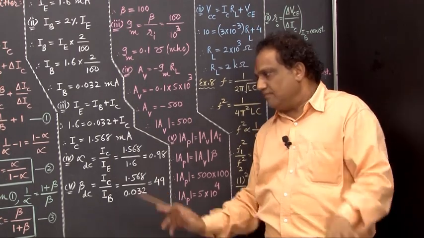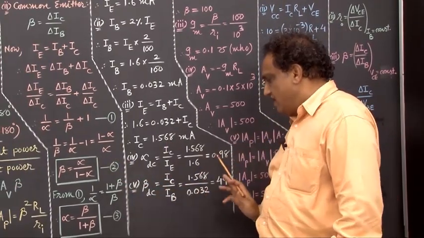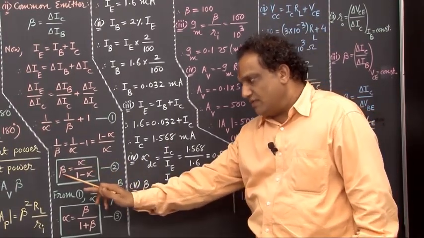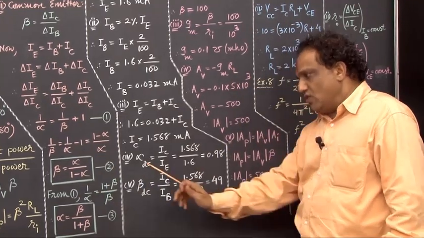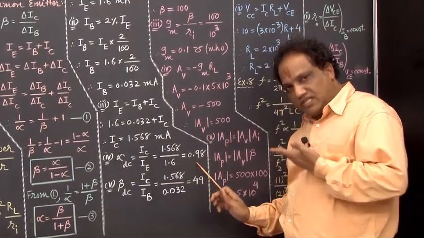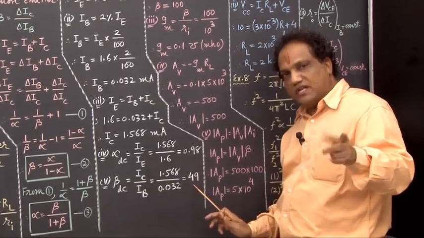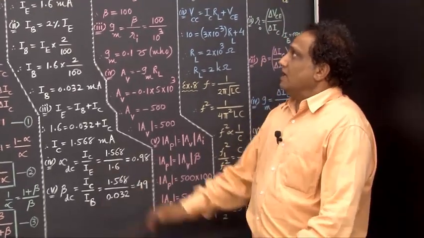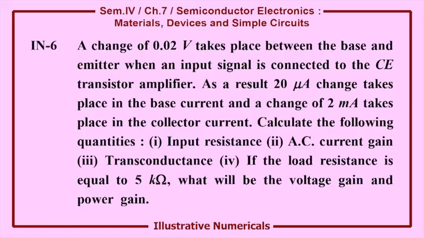Or you may do one thing, you can put this value of alpha over here. Put the value of alpha, which is 0.98, here also and here also. Simplify, you will get the same value of beta, 49. You know alpha is always less than 1, here it is 0.98, less than 1. And beta is always greater than 1, here it is 49. Okay, fine. Now kindly read this statement of illustration number 6.